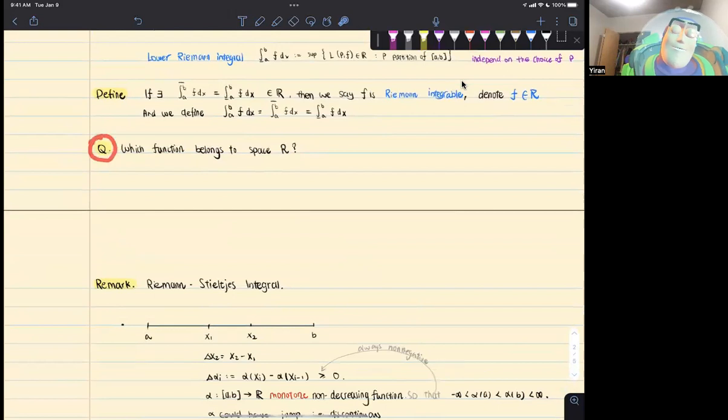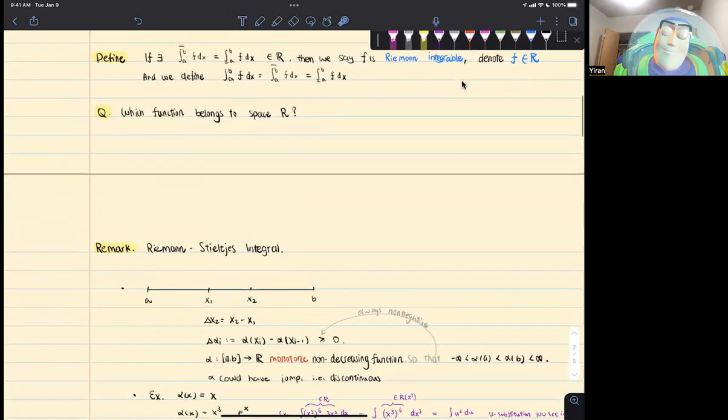And a fundamental question is which functions belong to the space R, where R is the space of Riemann integrable functions. It is a complicated question, and it will be fully discussed after we introduce measure theory, actually. But later we will introduce three sufficient conditions such that a function is Riemann integrable. So it is just a very interesting question to keep in mind. And if you study measure theory, it should be covered in the first two chapters.